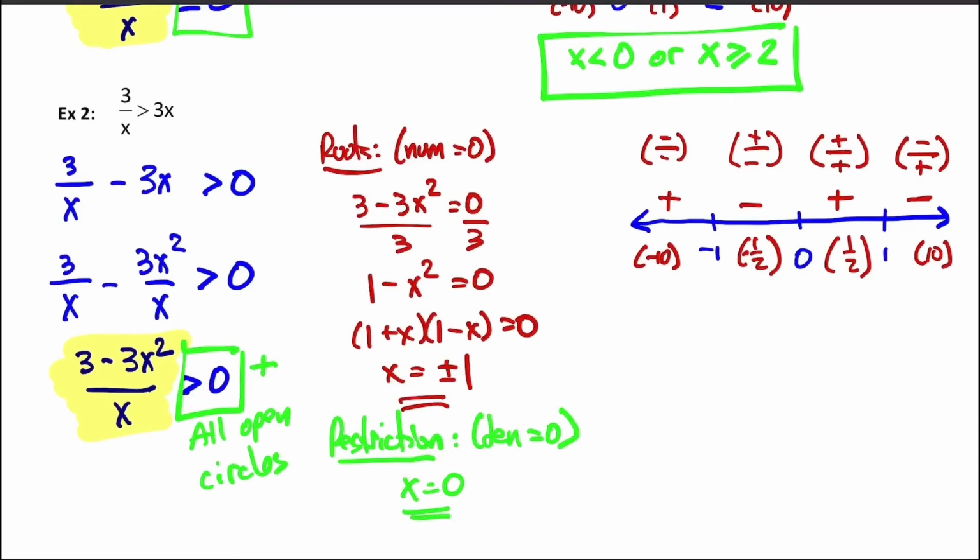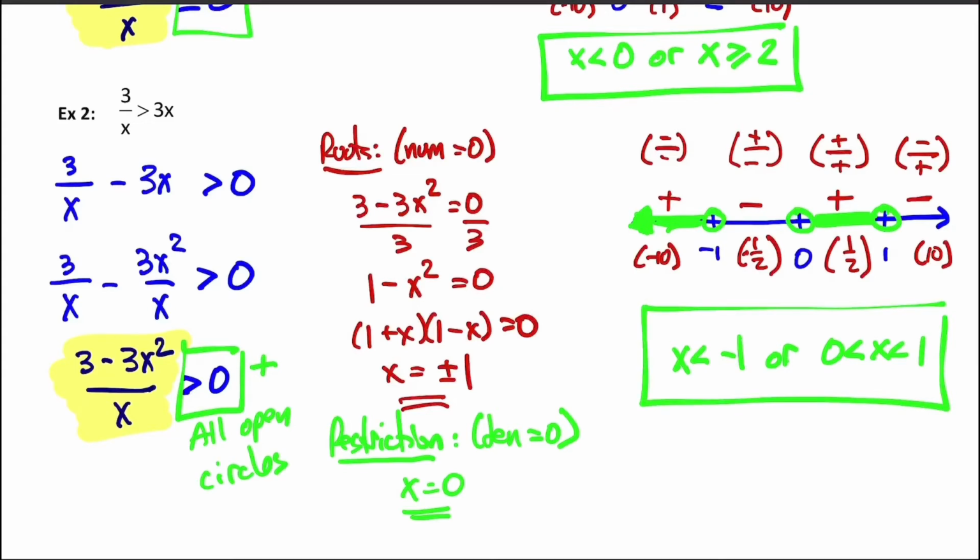All right, so open circles. And I want the positive pieces. So I want this piece here. And I want this piece here. So now, how am I going to express this solution? I'm going to say x is less than negative 1, or 0 is less than x is less than 1. Those two intervals represent my solution.